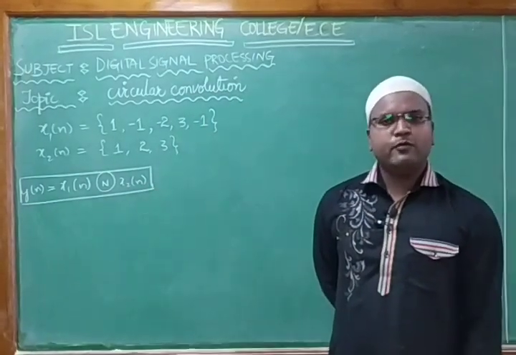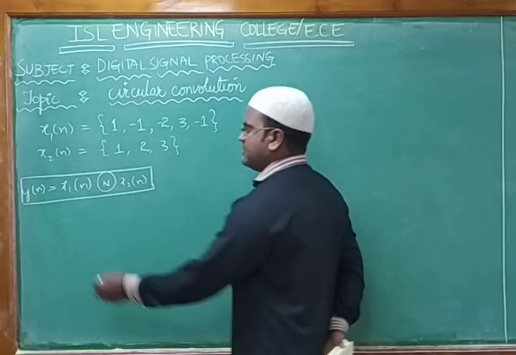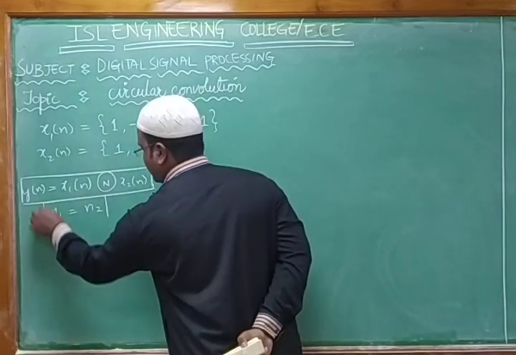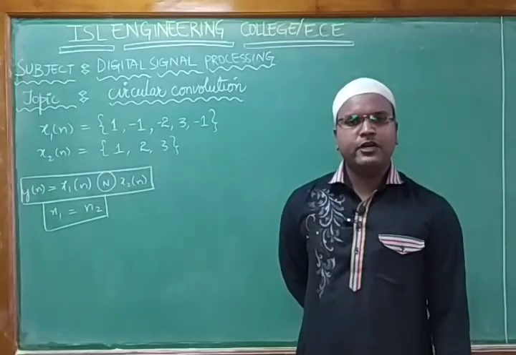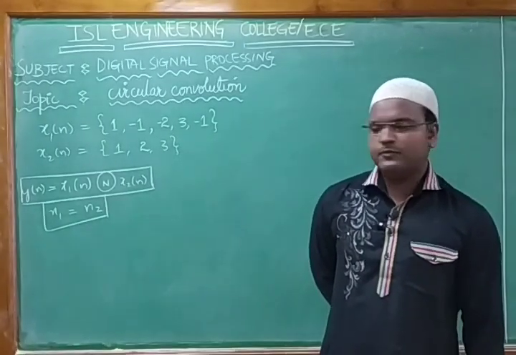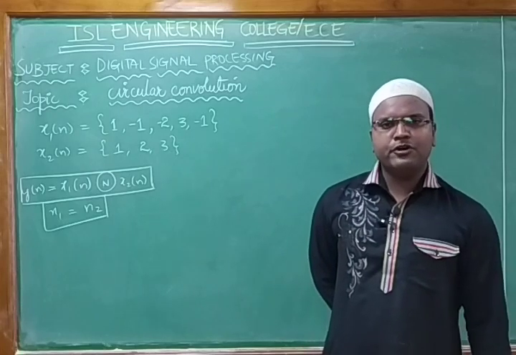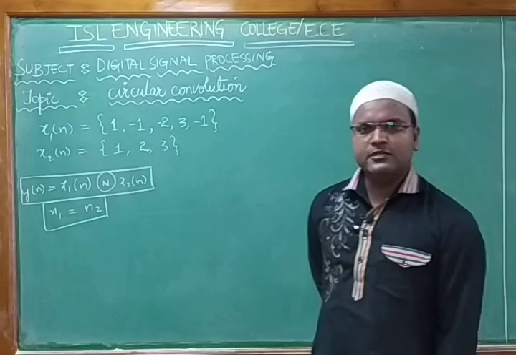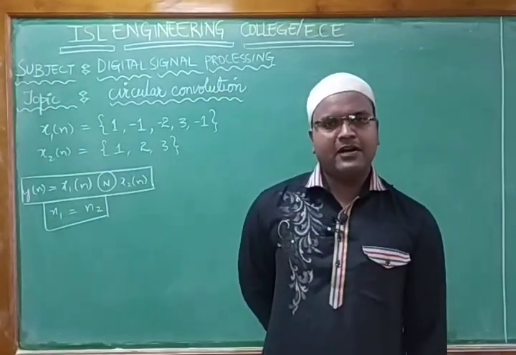Second point, what you need to remember for solving the circular convolution is that the number of samples in the first sequence needs to be the same as the number of samples in the second sequence. That is our second condition that we need to remember while solving circular convolution problems. Third, you can solve circular convolution problems by using two methods. One method is the concentric circle method, the second method is the matrix method.